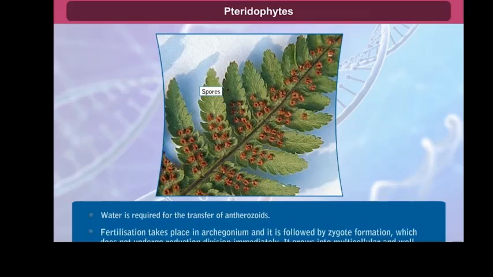Fertilization takes place in archegonium and it is followed by zygote formation, which does not undergo reduction division immediately. It grows into multicellular and well-differentiated sporophyte.